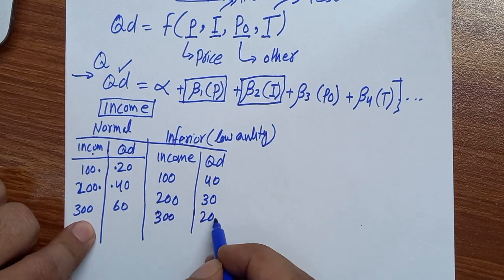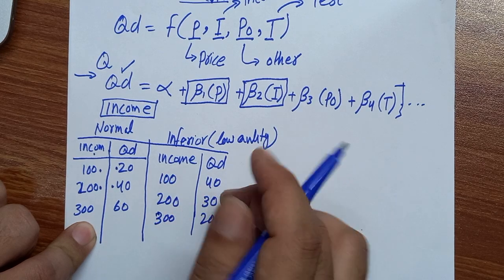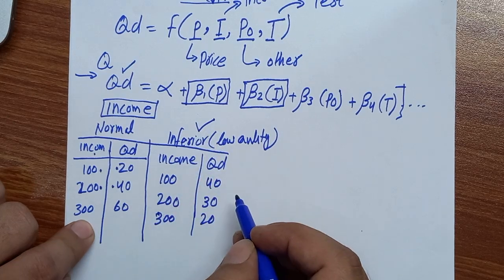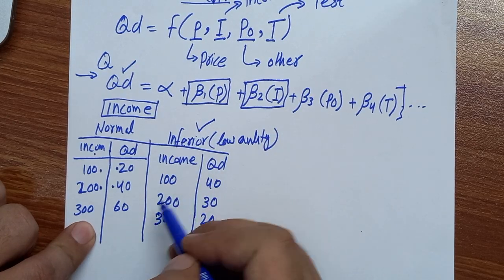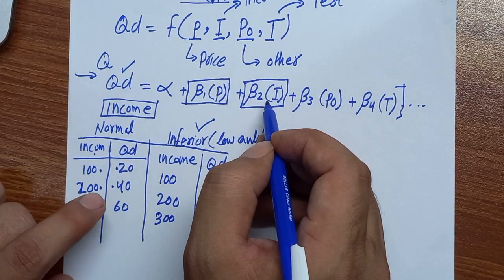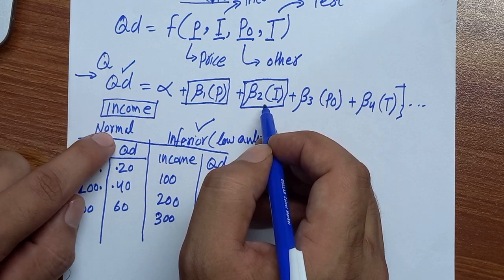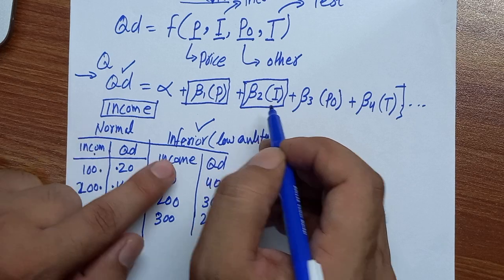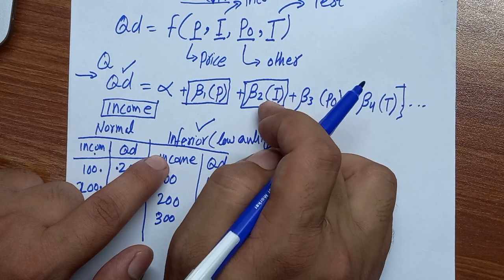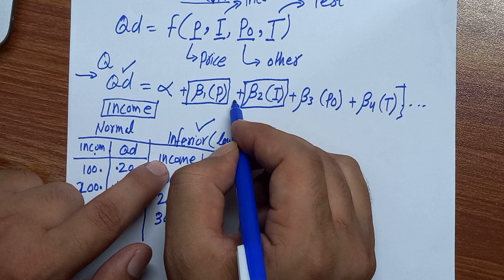So your quantity of demand decreases and income increases, so they have an inverse relation with each other if you are selling an inferior good. So here you can say that income has a positive relation when you are selling a normal good, and if you are selling an inferior good and the income of the consumer increases, then you will have a negative relation.